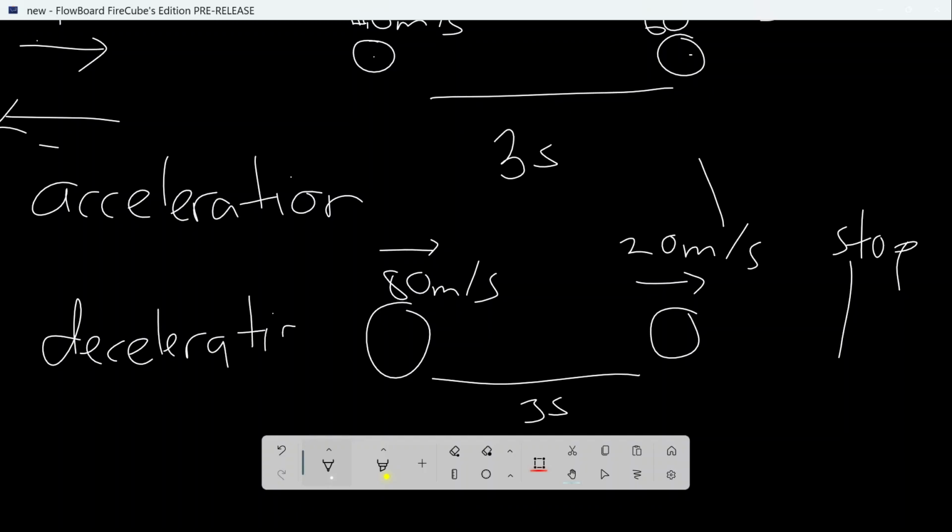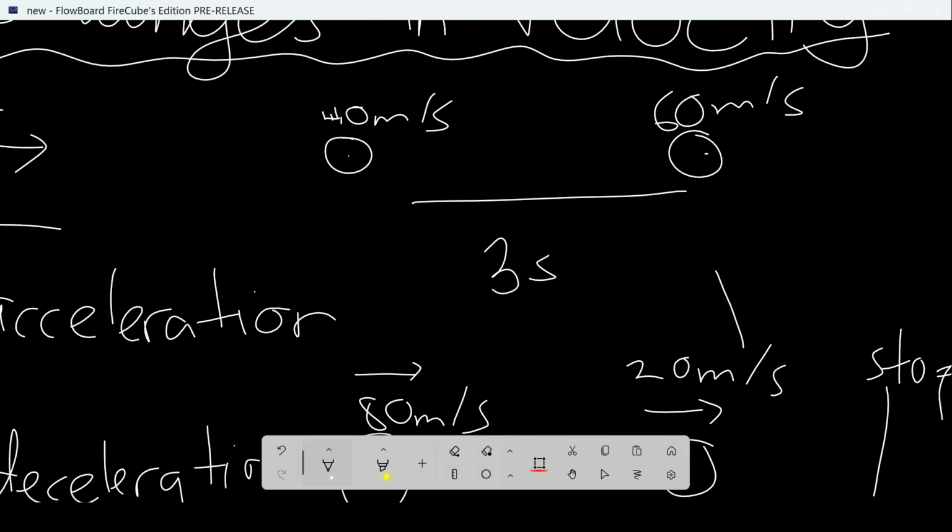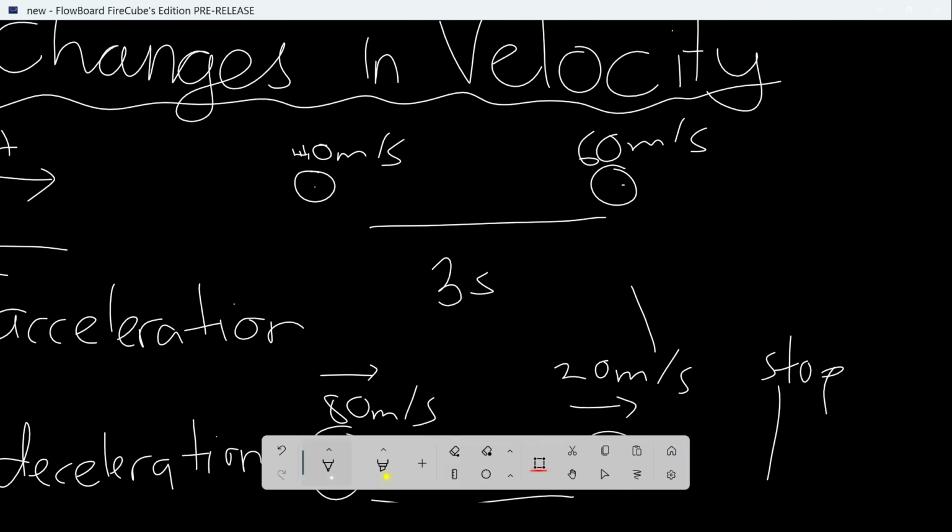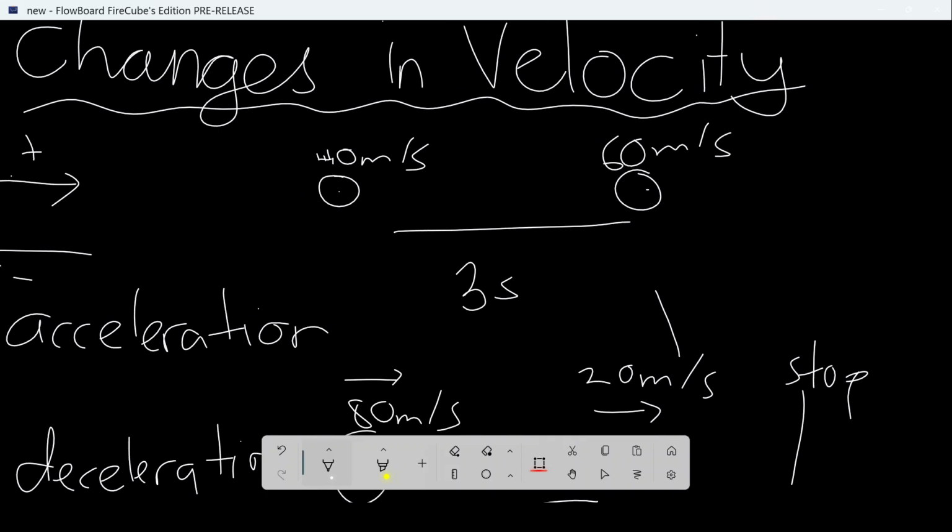How exactly do we calculate it? Well, first we need to see what is the change in velocity here. So how do we do that? Let's look at this first example. We start out at 40 meters per second, and then we are at 60 meters per second. We're actually still moving in the same direction. So the velocity here is just 40, and this is 60. So what has happened? How do we get from 40 to 60? We've added on 20 meters per second.